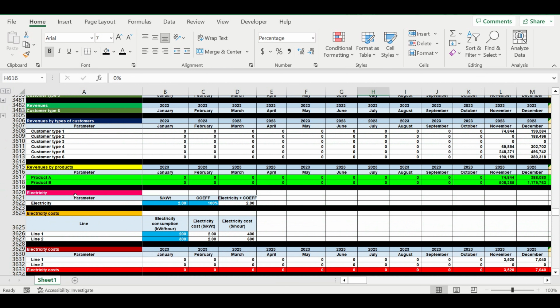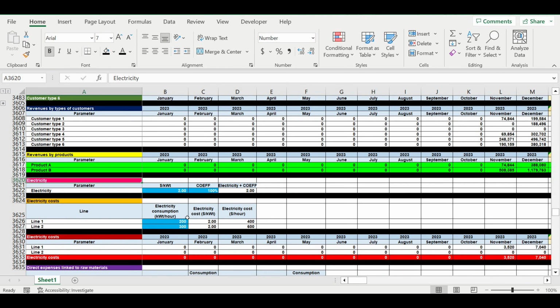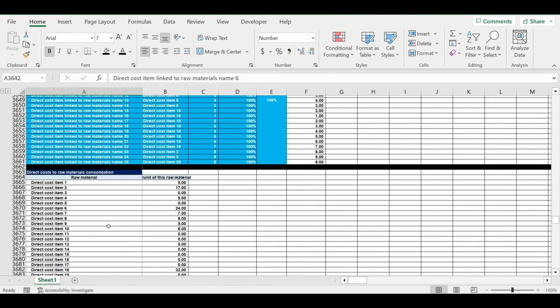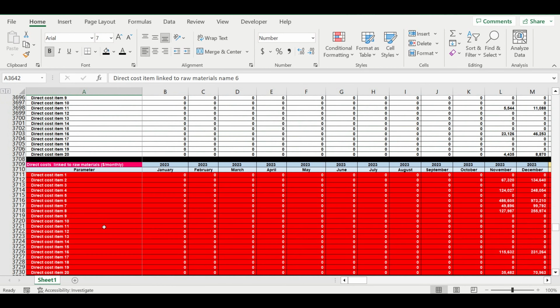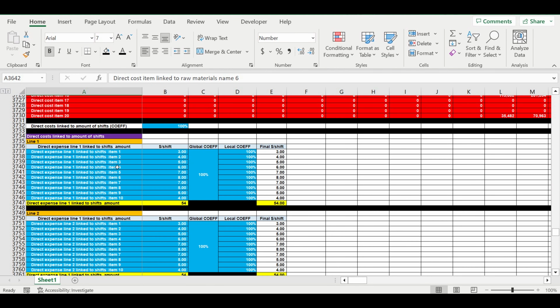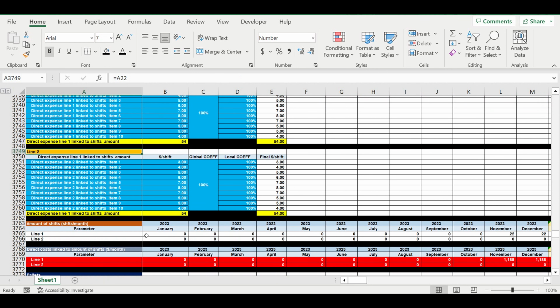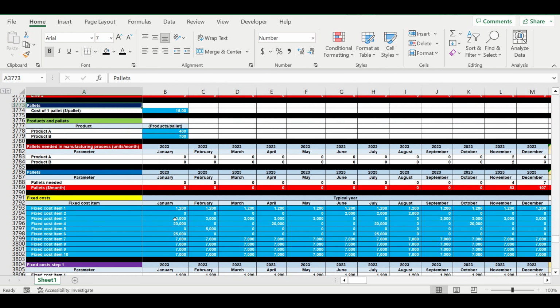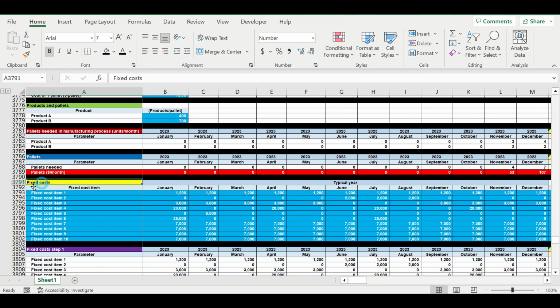Then we moved to other direct costs like electricity, or direct costs that are linked to the amount of raw materials needed in the manufacturing process, or direct costs that are linked to the amount of shifts that line 1 and line 2 work monthly. And then we moved to packaging costs like pallets. Then we focused on fixed expenses. We took the typical year and described what kind of fixed cost items we have.